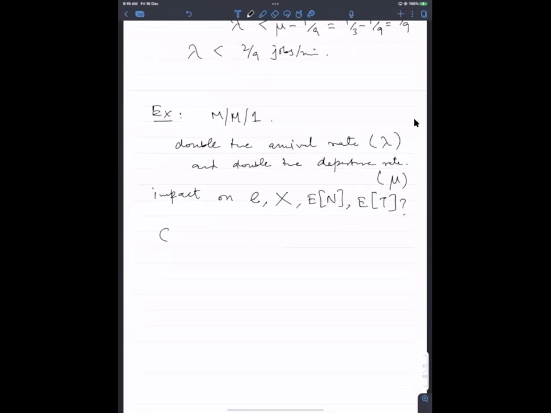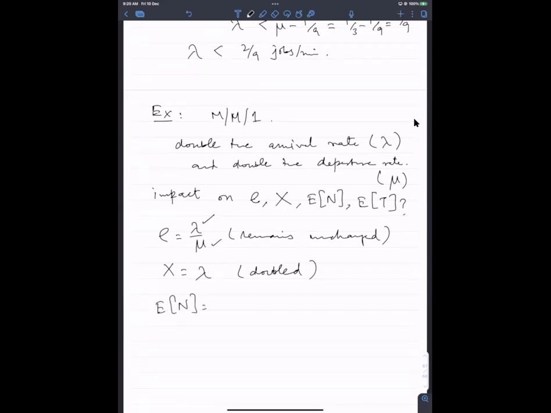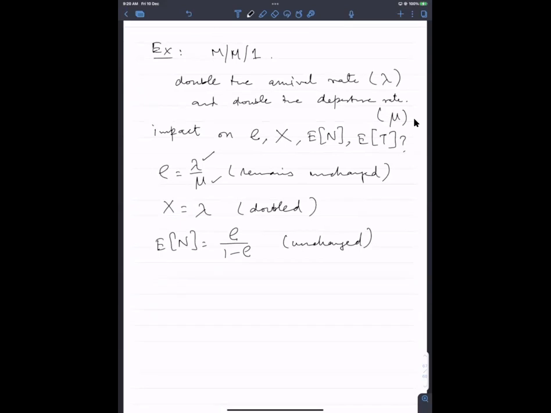Okay, so hamein pata hai ki rho is λ/μ. This is the load. This remains unchanged. Agar maine dono ko double kar diya, lambda ko bhi double kar de, mu ko bhi double kar de, to wo 2/2 kat jayega, to rho jo hai remains unchanged. Theek hai. What about X, which is equal to lambda? X is equal to lambda. This gets doubled. Throughput jo hai aapki ye double ho jati. And expected value of N ke sath kya hota hai? Expected value of N is actually ρ/(1 − ρ). So rho does not change, so this remains unchanged. This also remains unchanged.